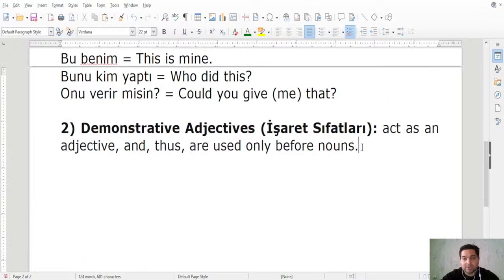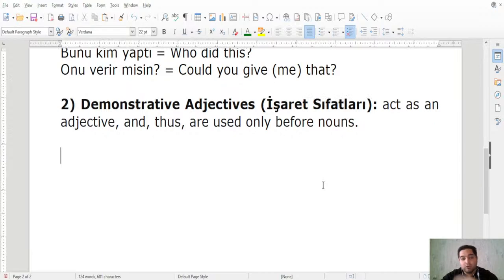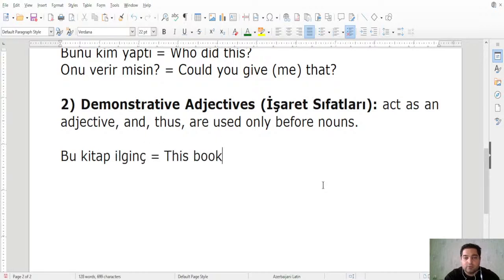And here, of course, they really mean adjective. They are used as adjectives, right? Of course, they are used before the nouns to describe something. So you can say bu kitap, okay, which is this book. Bu kitap ilginç. Okay, I'm tired of changing the keyboard. Bu kitap ilginç. This book is interesting.